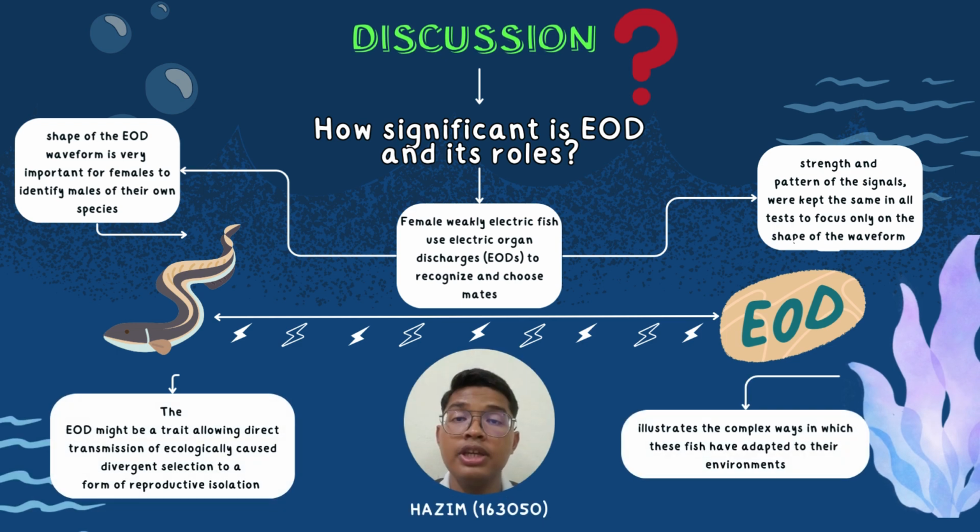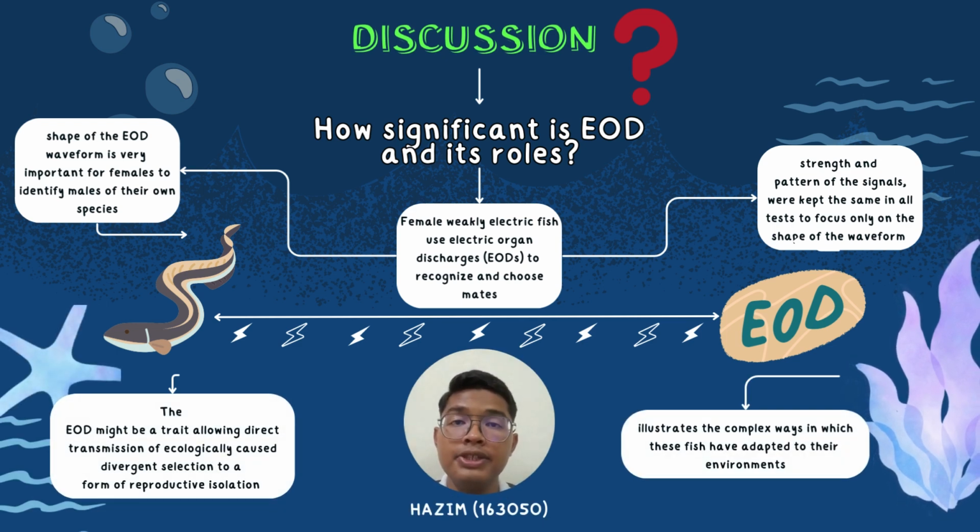Now, I'll be talking about the discussion. This study highlights the significance of EOD and its roles. As hypothesized, it was found that female weakly electric fish use electric organ discharges (EODs) to recognize and choose mates. The experiment showed that the shape of the EOD waveform is very important for females to identify males of their own species. Other factors, like the strength and pattern of the signals, were kept the same in all tests to focus only on the shape of the waveform.